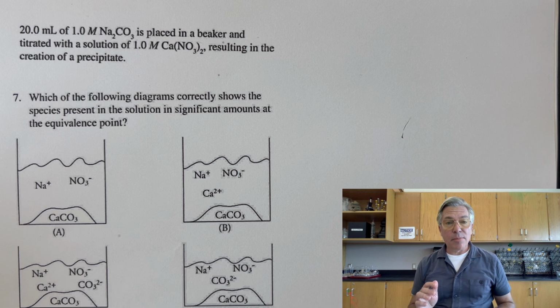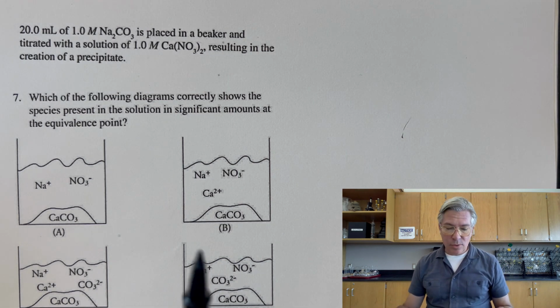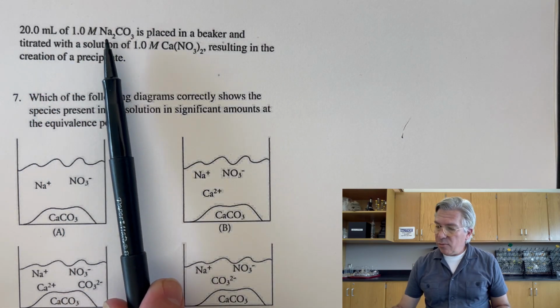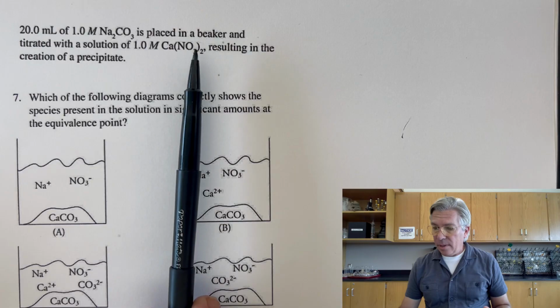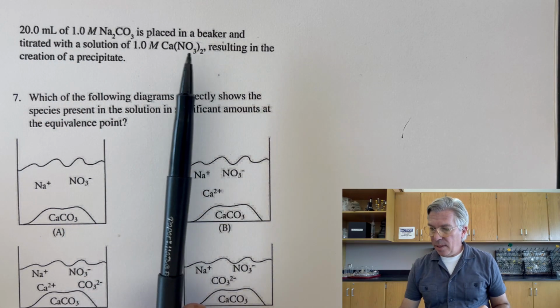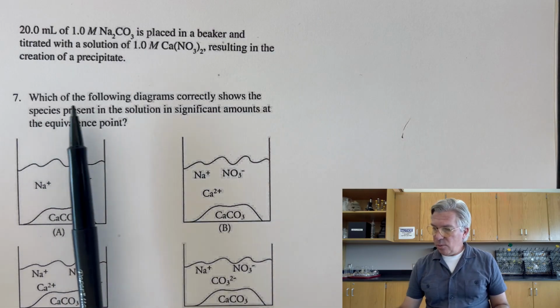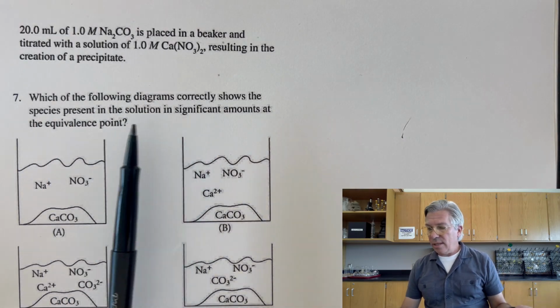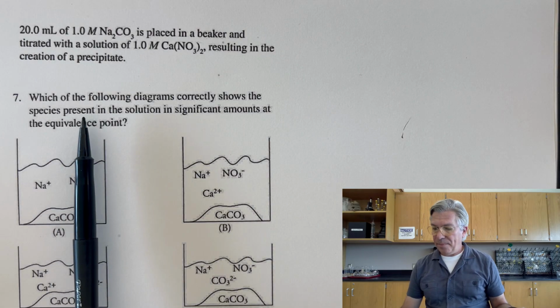Now we're going to look at a couple of precipitation reactions, and I'm going to challenge you with the second one to see how sharp you are right now. First, we have 20 milliliters of 1 molar sodium carbonate is placed in a beaker and titrated with a solution of 1 molar calcium nitrate, resulting in the creation of a precipitate. Which of the following diagrams correctly shows the species present in the solution in significant amounts at the equivalence point?